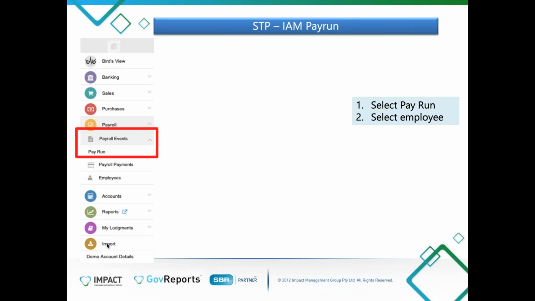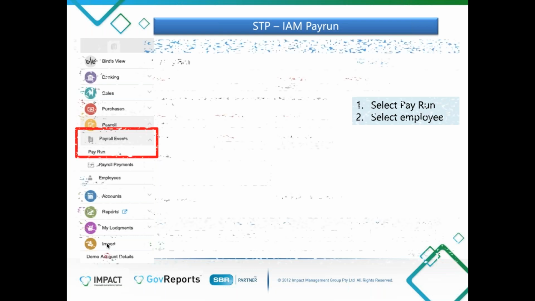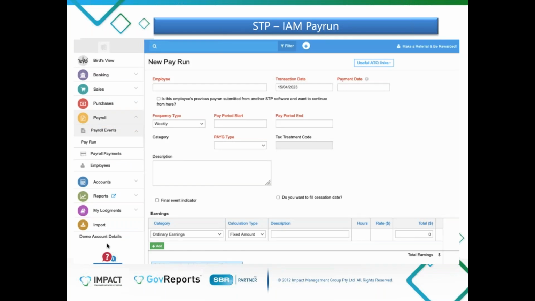So when you start a pay run, obviously the employees come first. You create the employees, and then you're going to pay them. So you go to the payroll, to the pay events, to a pay run, and then of course the first thing that you've got to do is pick an employee. So you'll see there's the employee there.